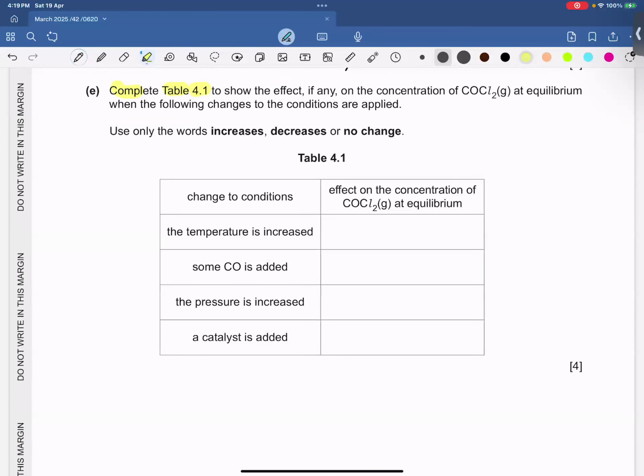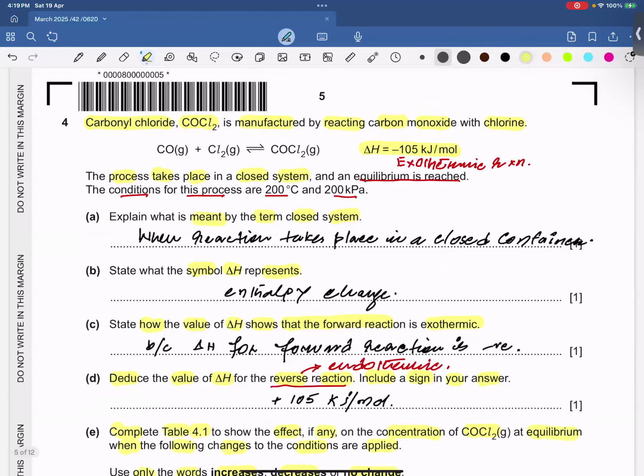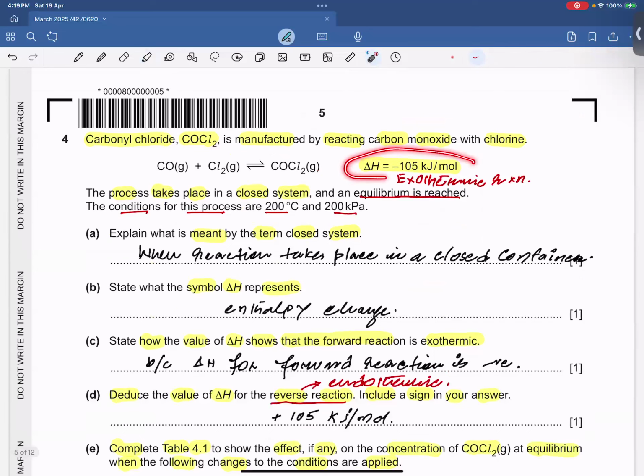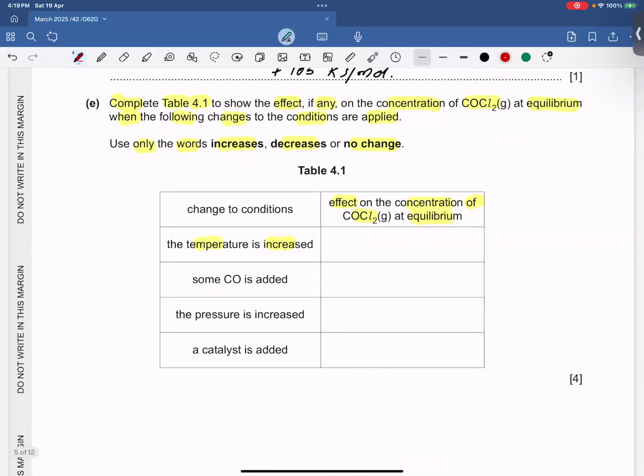Complete table 4.1 to show the effect, if any, on the concentration of COCl2 at equilibrium when the following changes to the conditions are applied. Use only the words increases, decreases, or no change. The temperature is increased. So if you increase the temperature in any exothermic reaction, equilibrium always favors the left-hand side, and obviously the concentration of COCl2 decreases according to Le Chatelier's principle.